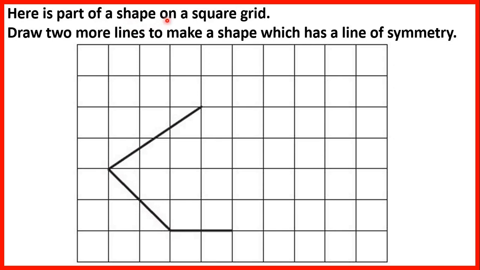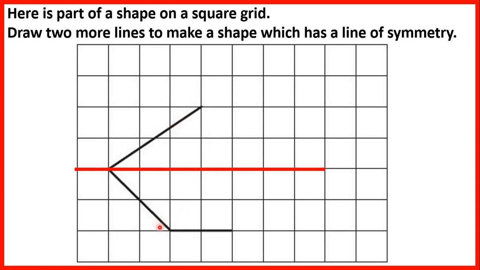Here is part of a shape on a square grid. Draw 2 more lines to make a shape which has a line of symmetry. So if a shape has a line of symmetry, we'll have the same reflected on both sides. So let's see if we can make a shape with a horizontal line of symmetry. So see if the same can be reflected on both sides of the line.